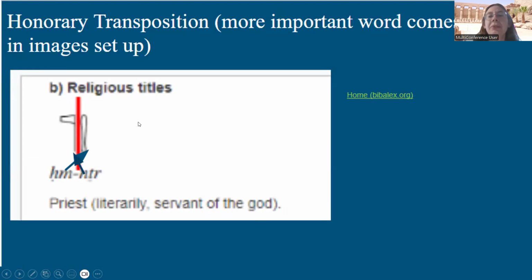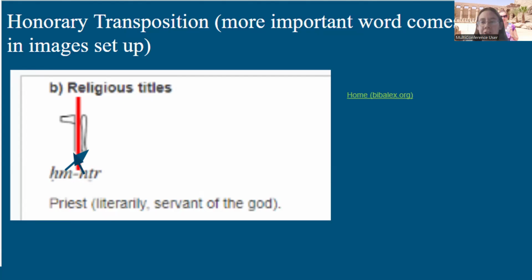You also have something that you occasionally see in the different stages of the hieroglyphs, which is honorific transposition, which is basically when you have the images and pictures depicted on the object, the more important word comes first in those images. But when you're translating the word and writing it down, it doesn't necessarily come first.